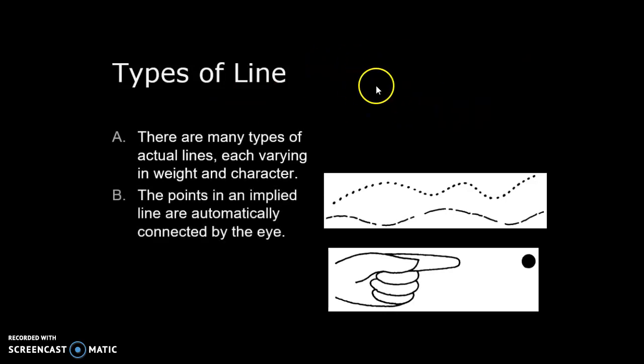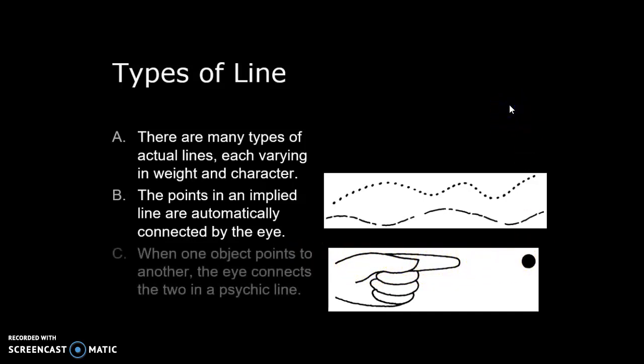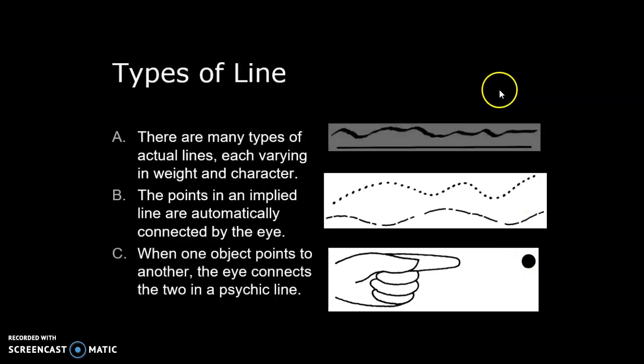There are many types of actual lines, each varying in weight and character. The points of an implied line automatically connect the eye. These are not lines, these are dots, but in combination they create a line. Again, here's an implied line. Even though these points aren't connected, this is going to lead your eye to the dot. This is called a psychic line.